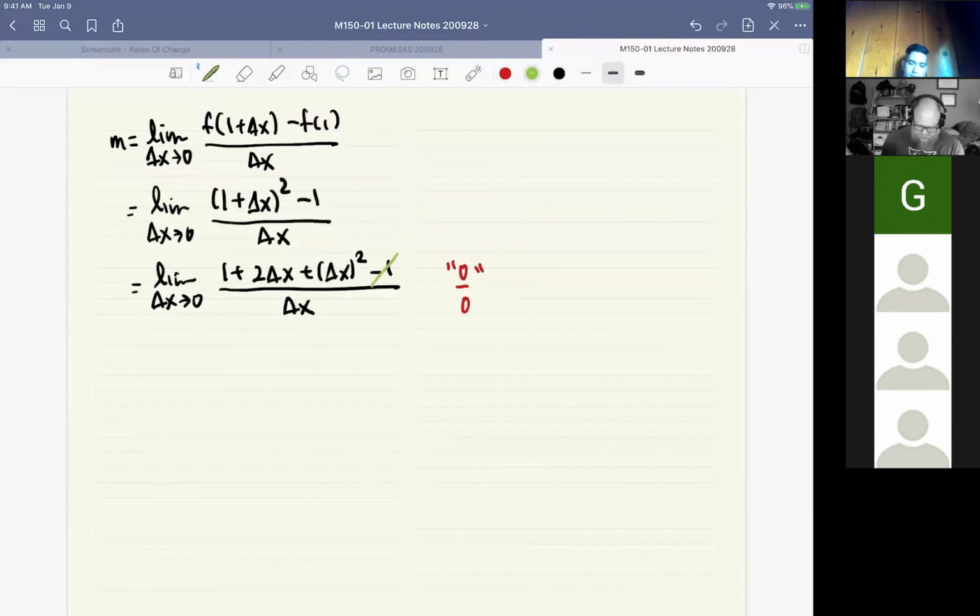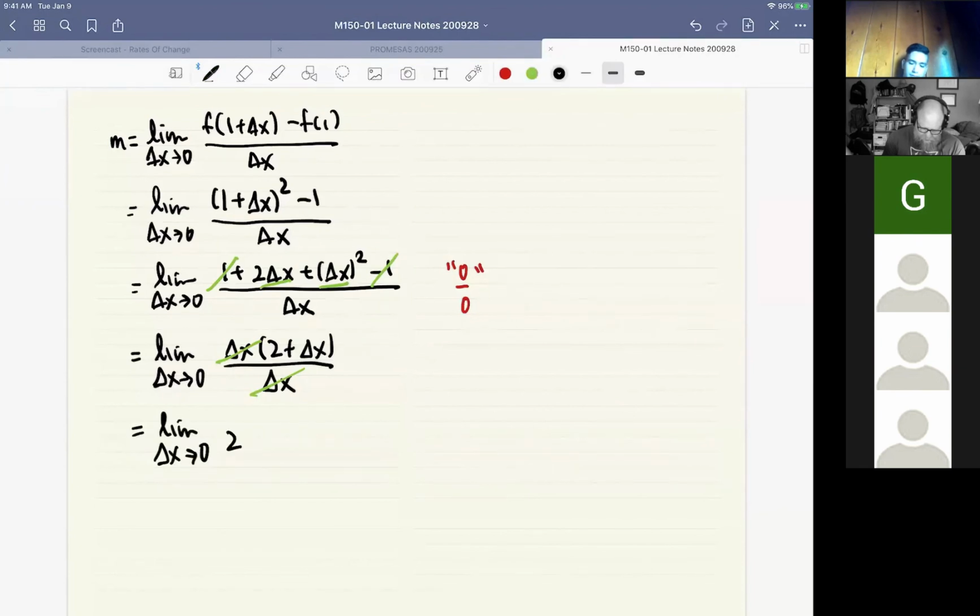So this 1 cancels with that 1. And then you look at the numerator and you see each of those terms has a delta x in it. So you can factor out a delta x from the top. And your numerator factors to this. And then you see that delta x in the denominator that was giving you division by 0 cancels with the delta x in the numerator, leaving you with this really nice expression, 2 plus delta x.